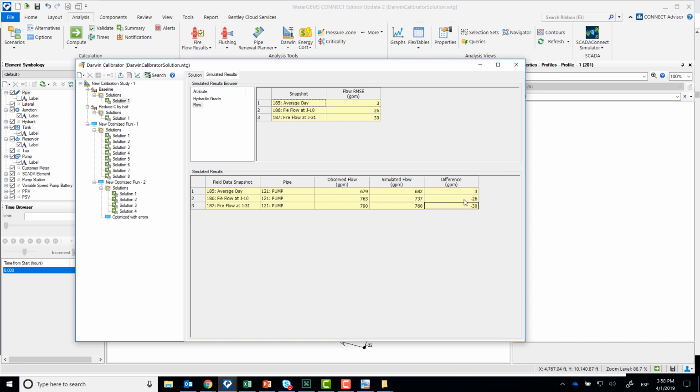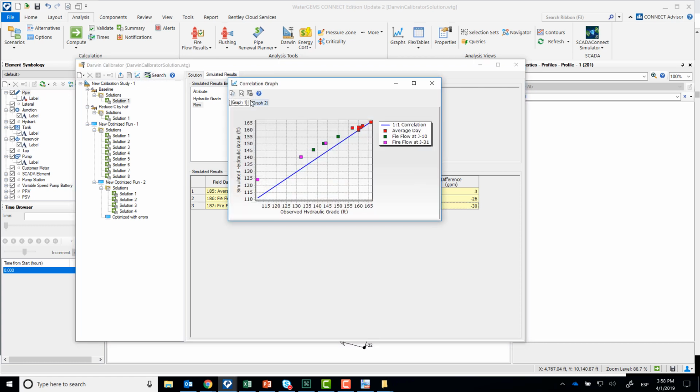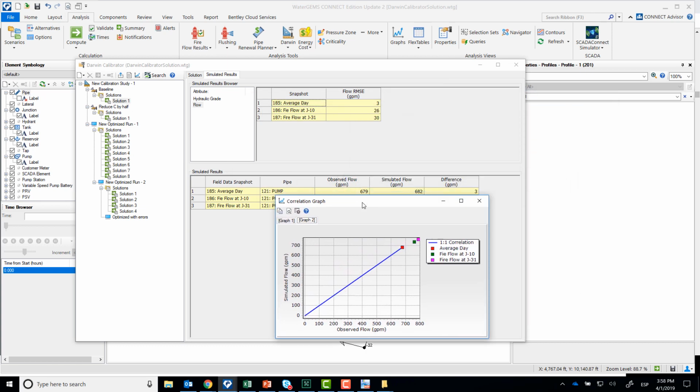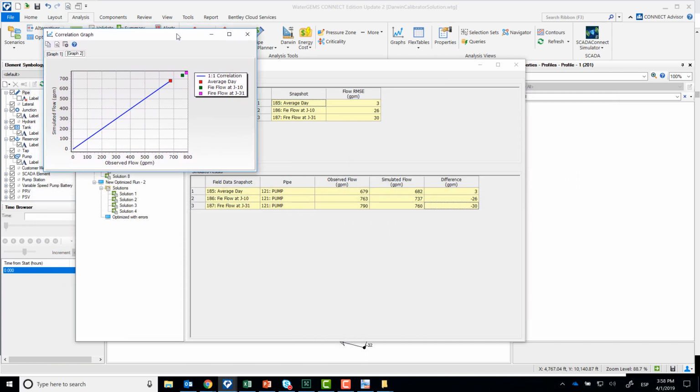So we are off. And we can also see this in a graph. We can look at the simulated hydraulic grade versus observed hydraulic grade, and we can look at the simulated flow versus the observed flow. So in a perfect world, all these little data points, notice that these little squares represent your data set. So in this case, I have average day, which is shown to be 682 in the software. So the simulated flow is 682, and in the field it was 679.